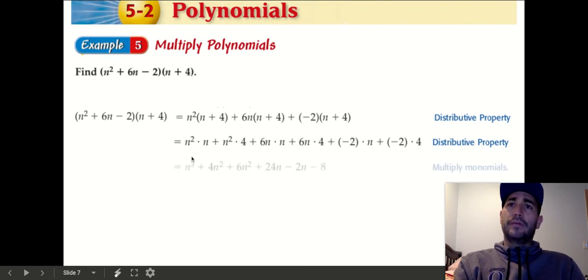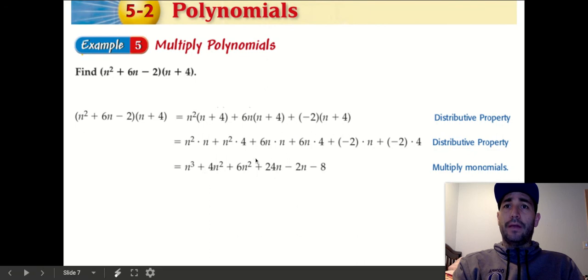n squared times n is n to the third, n squared times 4 is 4n squared, 6n times n is 6n squared, 6n times 4 is 24n, negative 2 times n is negative 2n, and then negative 2 times 4 is negative 8. Now we have to combine like terms.